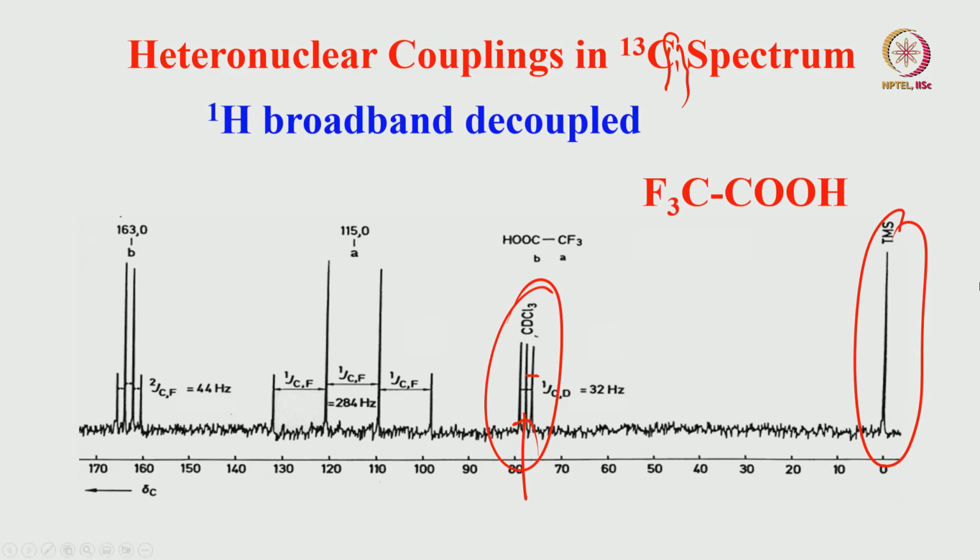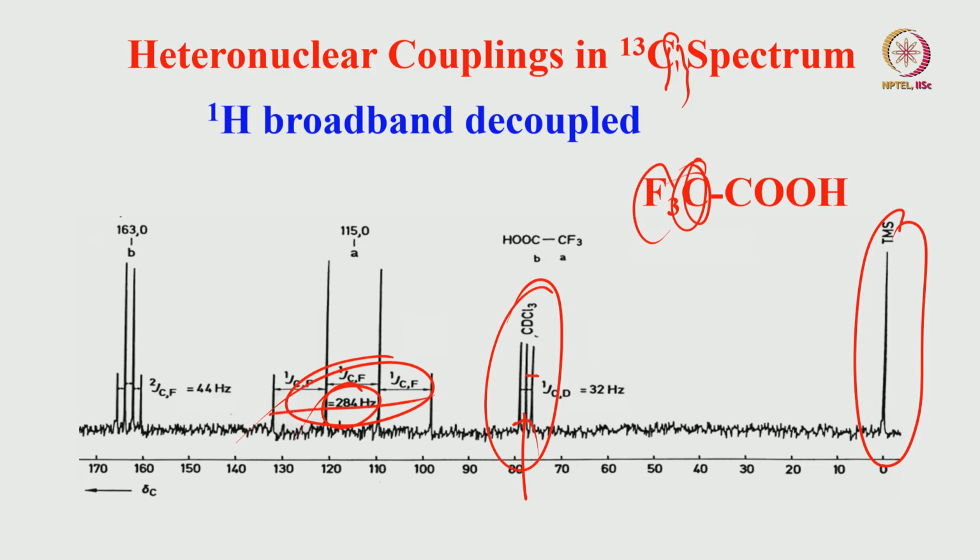If you see carefully, this is a large quartet. You can measure the separation of this quartet. That is a huge value, large separation, and the value is about 284 hertz. Which carbon can it be from? Obviously it is from the CF3 carbon, CF3 directly attached carbon fluorine. These 3 fluorines will split this into a quartet.